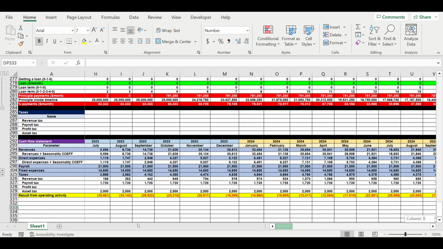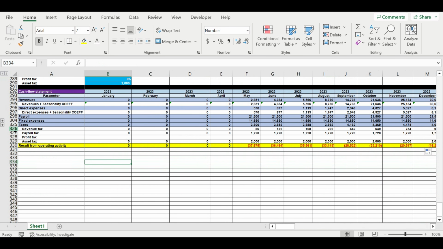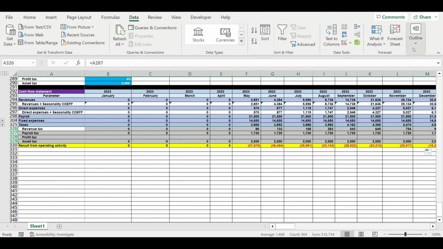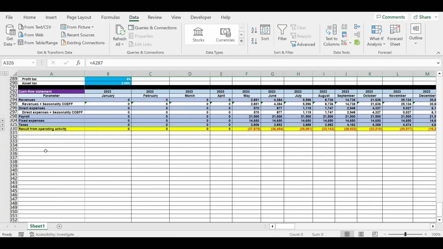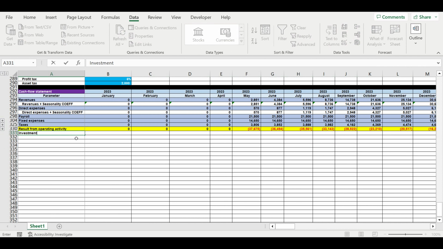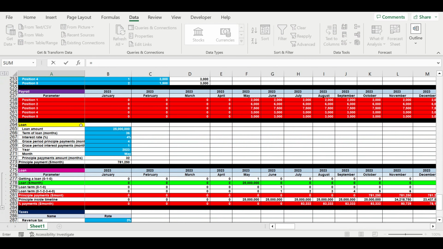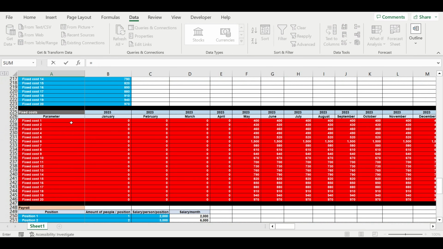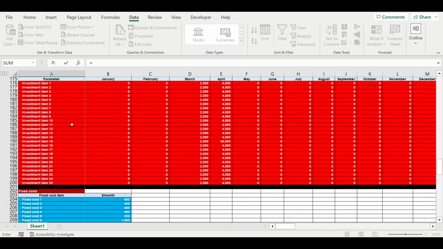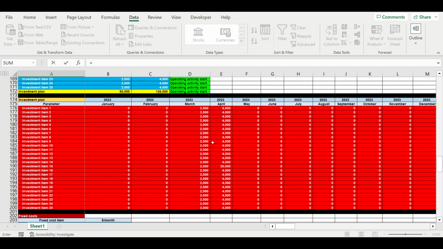Then we move to the investment plan. So let's group this data. So now we're moving to investment. So here we link our investment plan to the cash flow statement. So here it is, investment plan. So this is when we have the investment period.